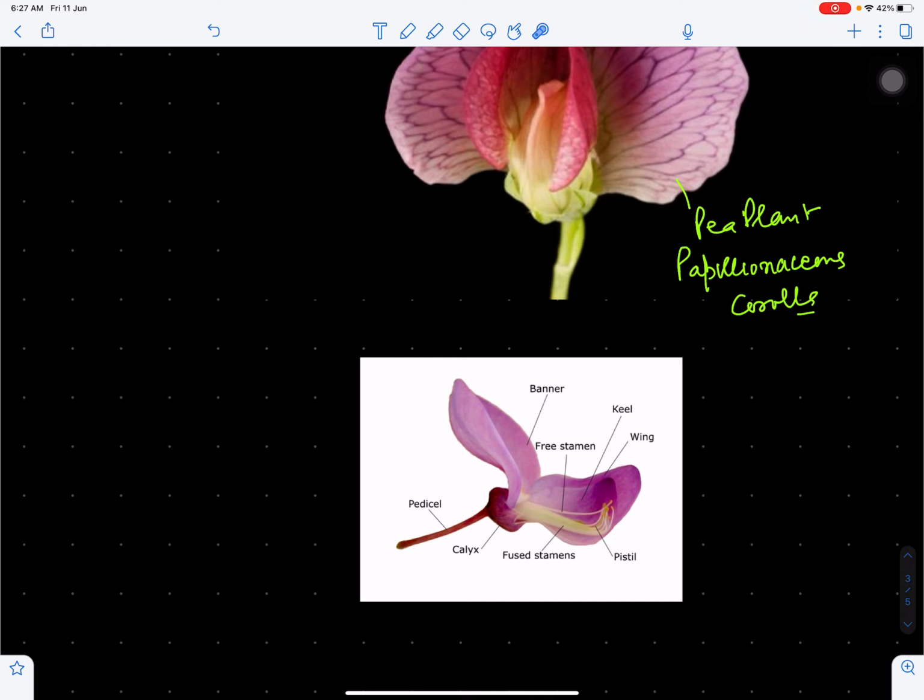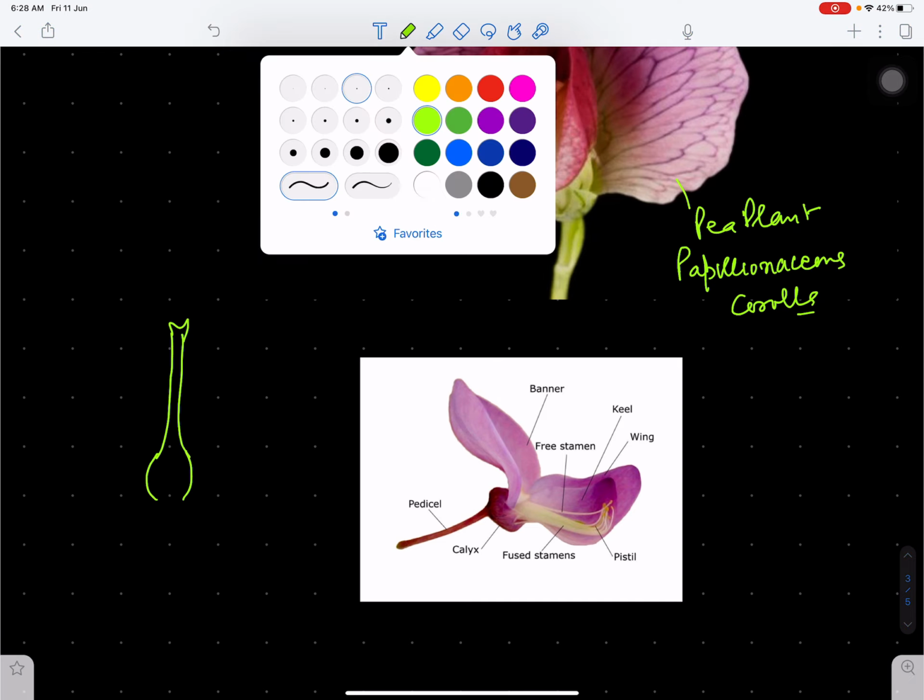Here we can see the stamens, fused stamens, and this is the ovary, style and stigma, and we have pollen grains.